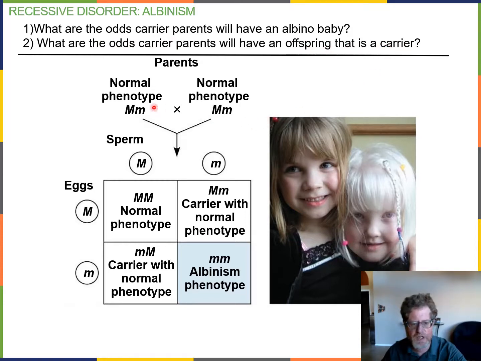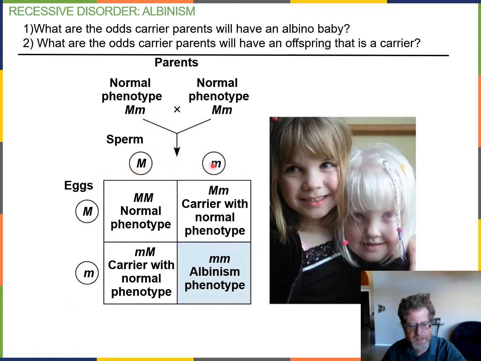So do the cross between carrier parents. They both have the normal phenotype. It's a recessive disorder. They may not even know that they carry the faulty allele. It may have been passed down for many generations with nobody mating with somebody else who was a carrier. And so oftentimes you don't know you carry these faulty alleles.